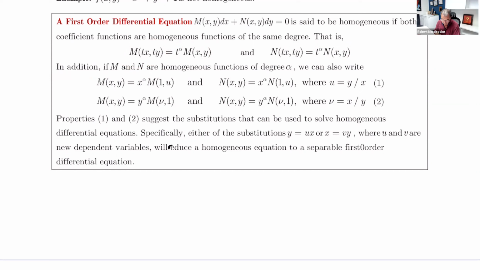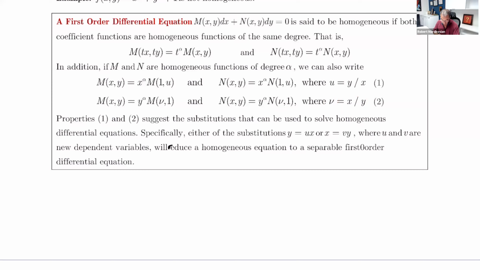In addition, if M and N are homogeneous functions of degree alpha, we can also write M of x, y as x to the power of alpha M of 1, u and N of x, y as x to the power of alpha N of 1, u, where u can be substituted by y over x. And M of x, y equals y to the power of alpha M of v, 1, and N of x, y is y to the power of alpha N of v, 1 also, and we can substitute v by x over y.